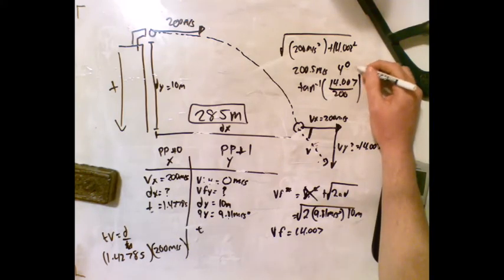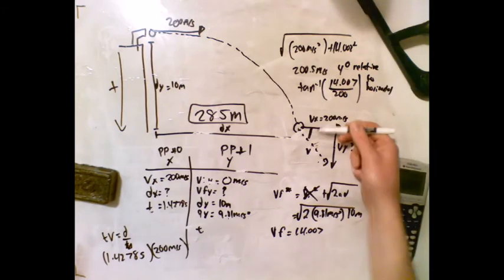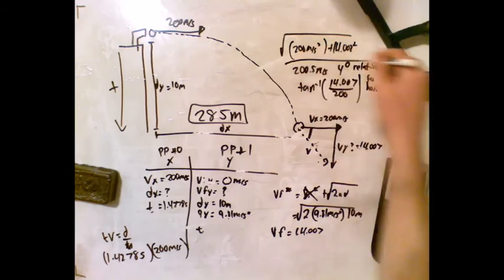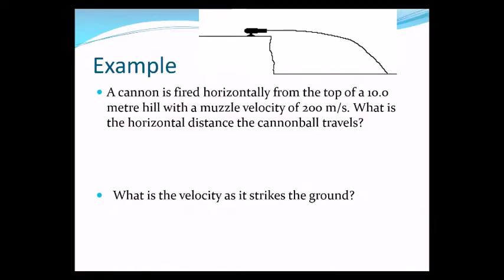And a good way of describing that is relative to the horizontal. So this is the horizontal, it's 4 degrees relative to that horizontal. So this is my final answer for that second part. Okay. So any questions, just let me know and I will help you out. So that's one type of question.